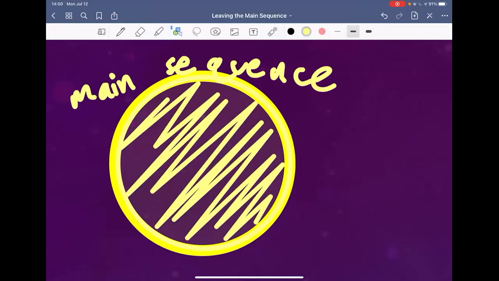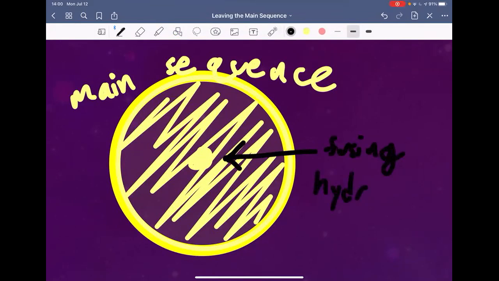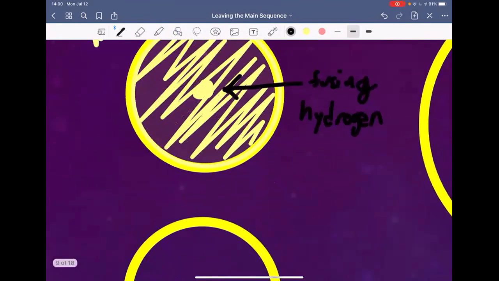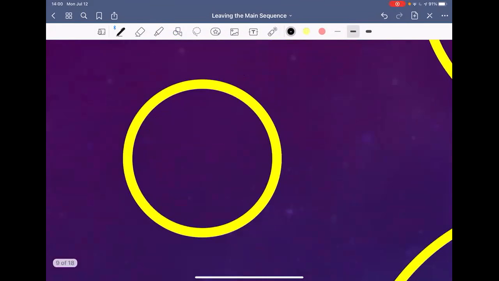So that whole star is made out of hydrogen, basically. The whole star is hydrogen, and it's able to fuse hydrogen inside its core. So right here, it's fusing hydrogen. All right. But what happens as it starts to run out of hydrogen?